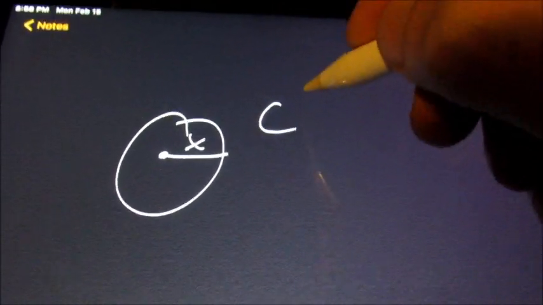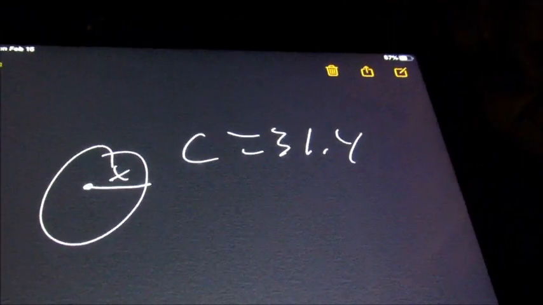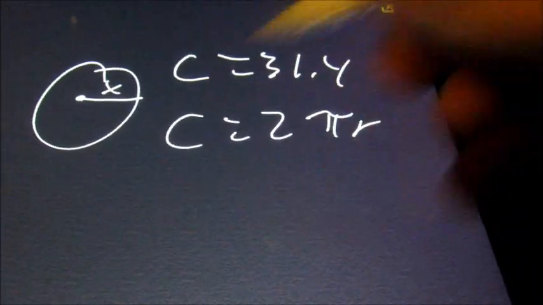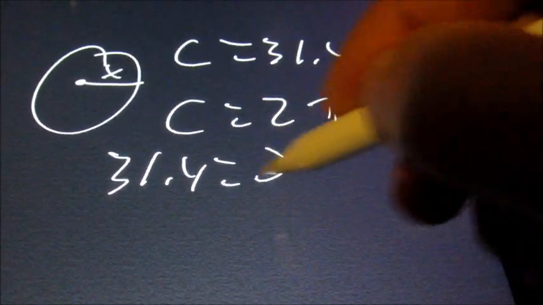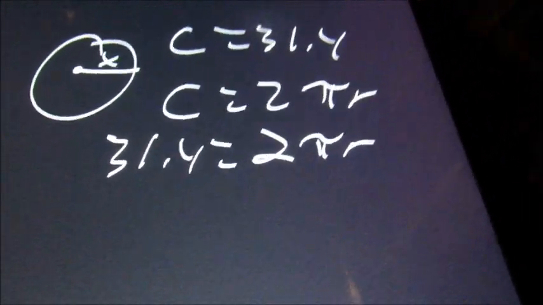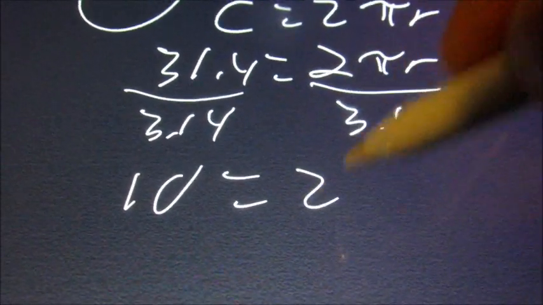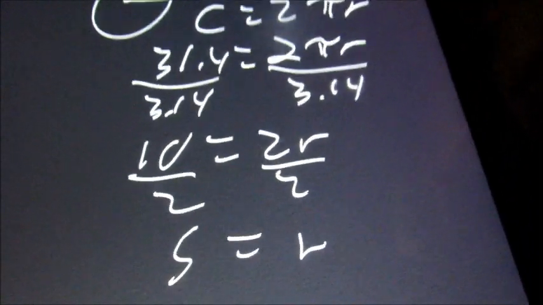Okay, so let's say you need to find the radius, and you're given that the circumference equals 31.4. So remember that circumference equals 2 pi r. So 31.4 equals 2 times pi times r. When you divide both sides by pi, which is 3.14, you're going to get that 10 equals 2r. Divide both sides by 2, and r equals 5. So again, use 3.14 for pi.